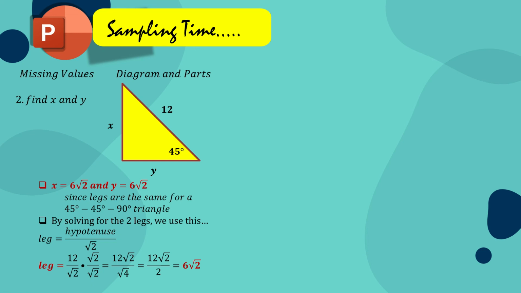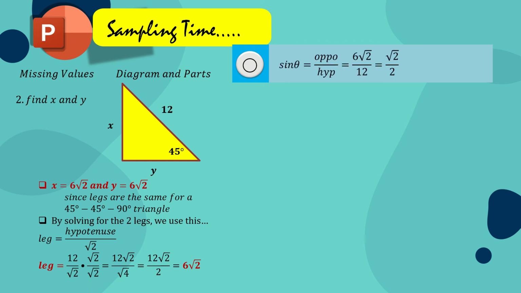So the next step is to look for the values of the sine, cosine, tangent, cotangent, secant, and cosecant of this right triangle. So for the sine function, sine theta is opposite x over hypotenuse 12. So our x is 6 square root of 2. So 6 square root of 2 divided by hypotenuse, which is 12.